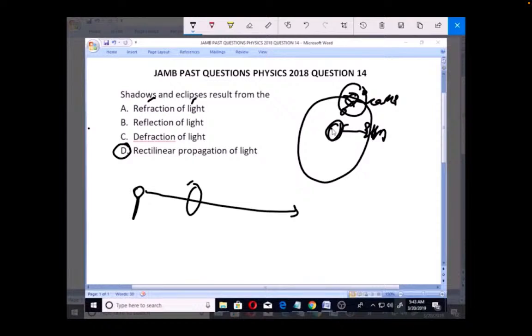And this is actually because the sun is emitting light that is traveling in a straight line. And motion of light in a straight line is known as rectilinear propagation of light. So whenever you hear the word rectilinear, it simply means movement of light in a straight line. And that is why option D is the correct option.